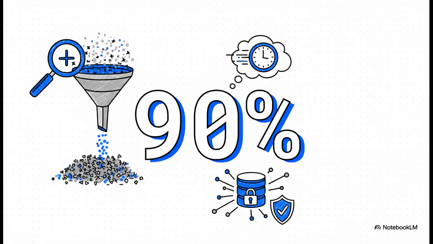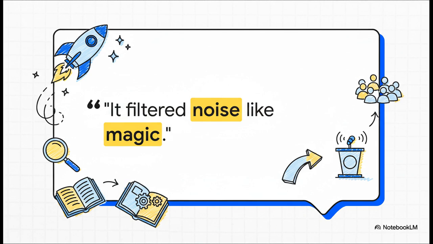And the result of doing this? I mean, this isn't a small improvement. We're talking about cutting out up to 90% of the junk. 90%. Just think about the time you'd save. And for Raj, this wasn't just about saving time. This skill elevated the quality of his work so much that it literally got him noticed. He started getting invited to speak at major conferences. His search skills put him on the map.